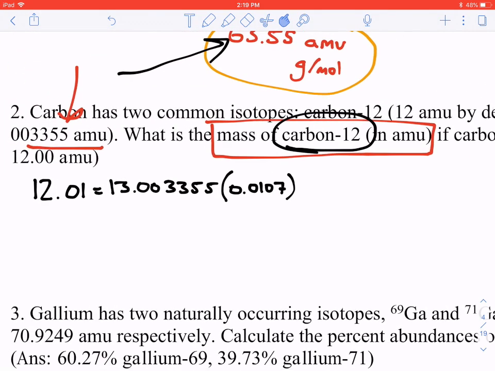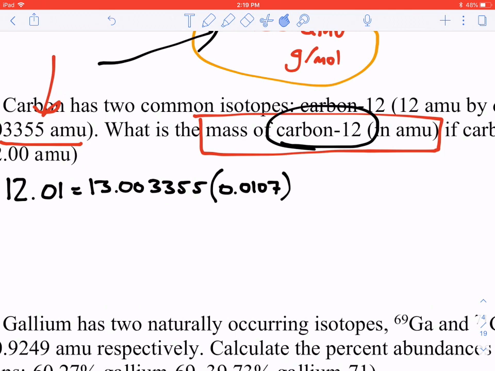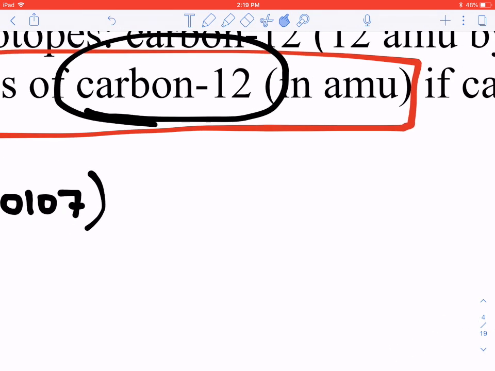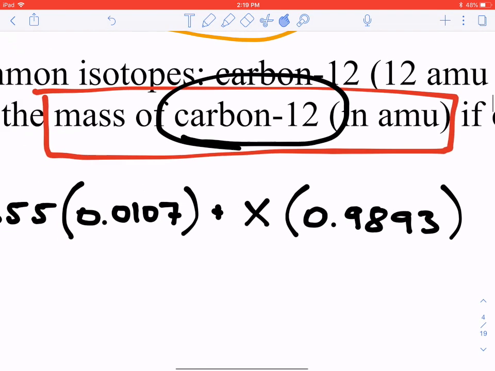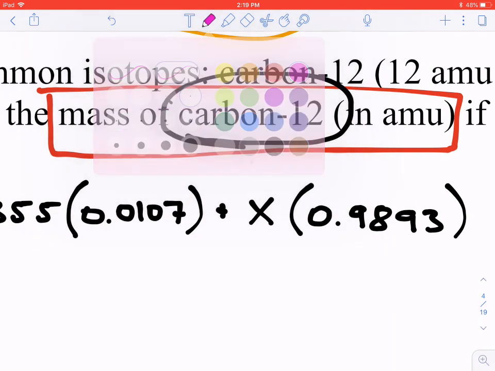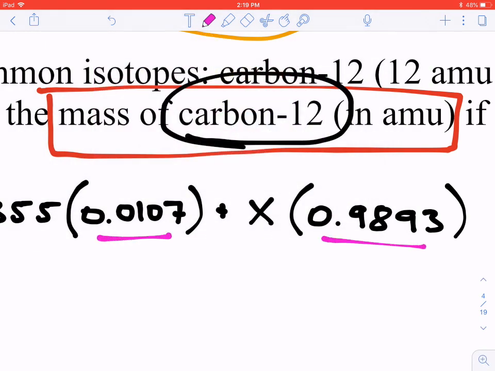The total mass on the periodic table is equal to the mass times the relative abundance of carbon-13 plus the mass, which we don't know yet, right? So that's our x, times the relative abundance of carbon-12, which we just said is 0.9893. Again, if you're wondering where we got that, that comes because these two numbers, let me just show you really quick, this number and this number must equal 1, right? The relative abundance must add up to 1 if we're accounting for all of the different isotopes. Now it becomes as simple as solving for x.